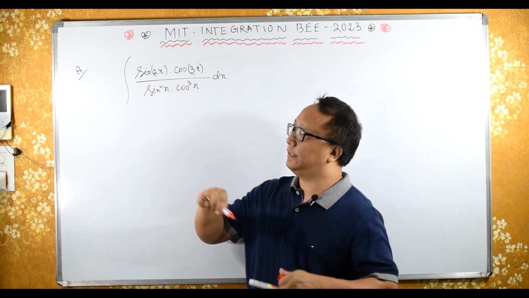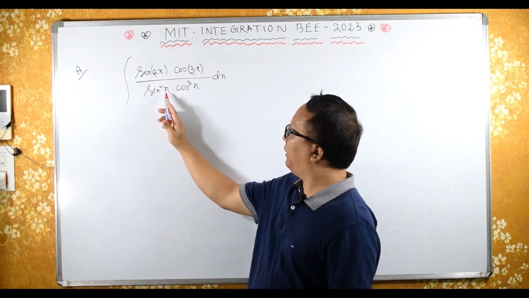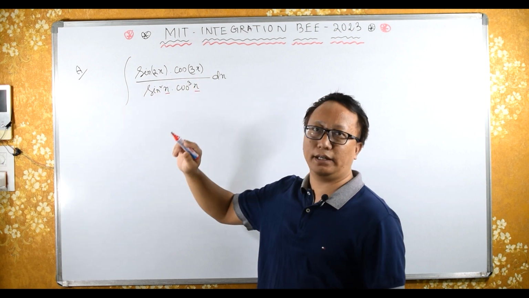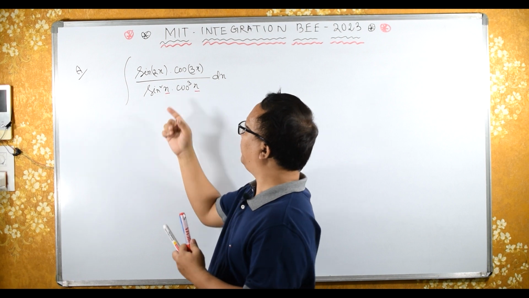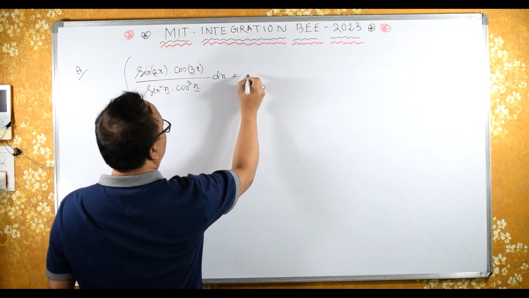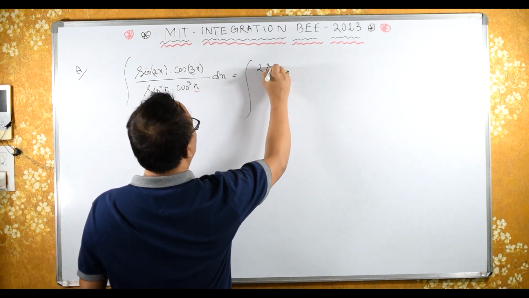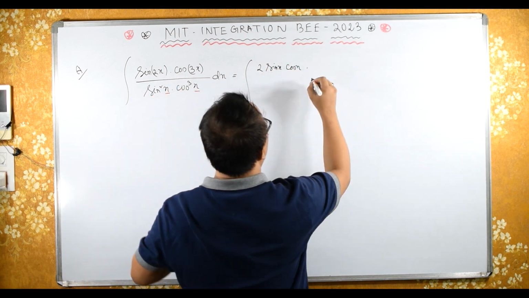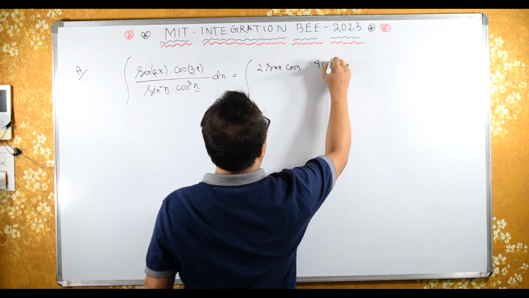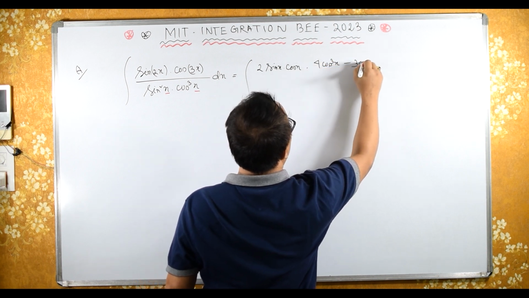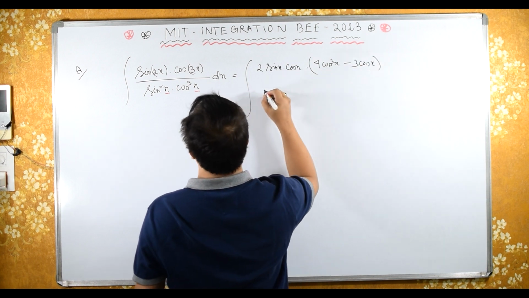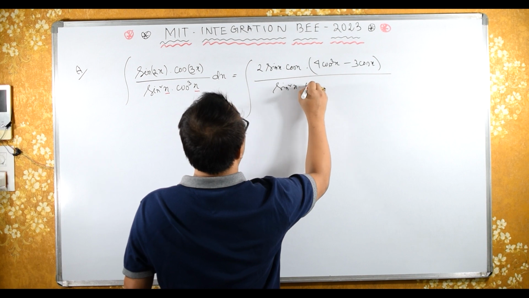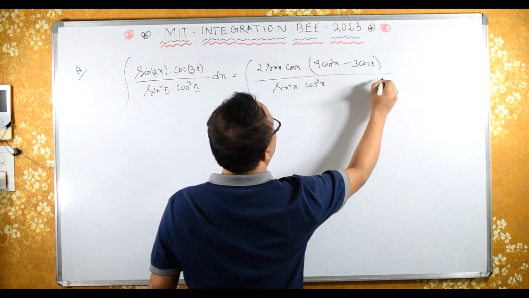Look at its integral. We have x in the denominator, with angles x, 2x and 3x. Let's break these two into x. Sine 2x is 2 sine x cos x, and cos 3x is 4 cos cube x minus 3 cos x, upon sine square x into cos cube x dx.